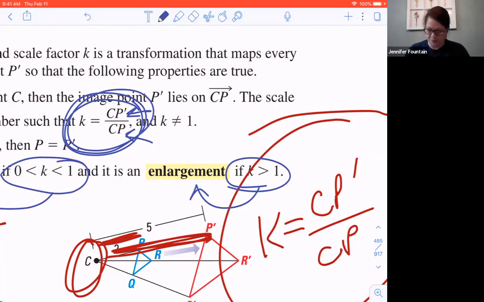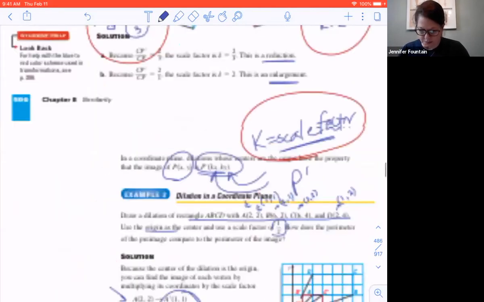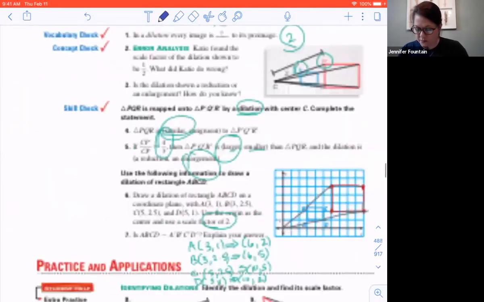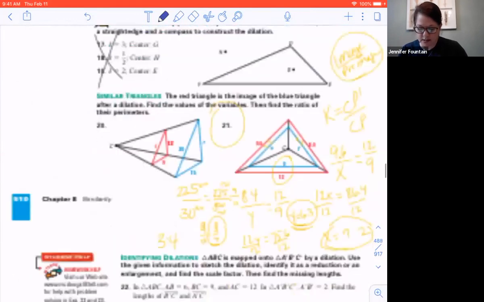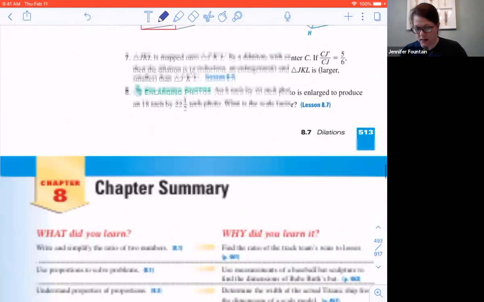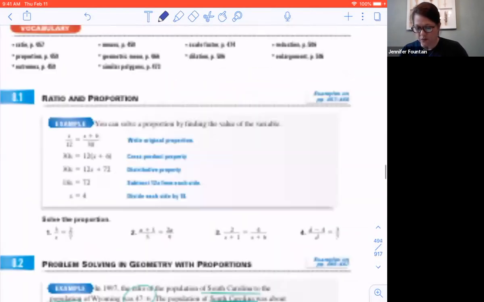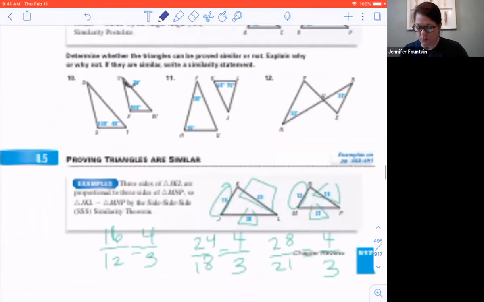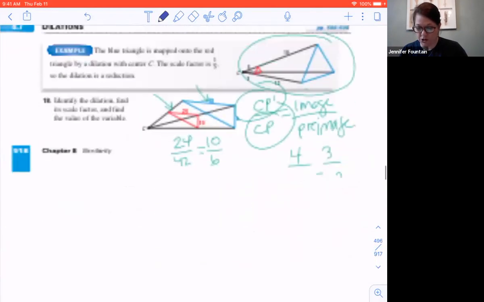All righty. I feel like we have gone through that. If you have any questions before you start the test, be sure to let me know. I think you'll actually find the test to be fairly easy compared to the work that we've done in the chapter.